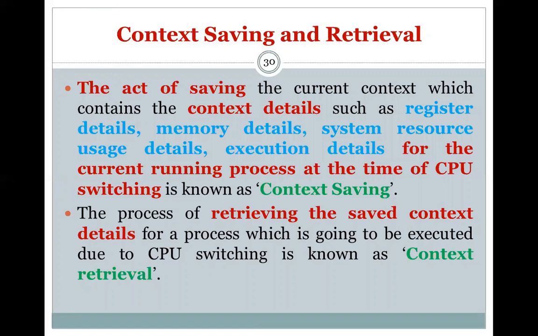Context saving and retrieval. The act of saving the current context, which contains context details such as register details, memory details, system resource usage details, and execution details for the current running process at the time of CPU switching, is known as context saving. The process of retrieving the saved context details for a process which is going to be executed due to CPU switching is known as context retrieval.